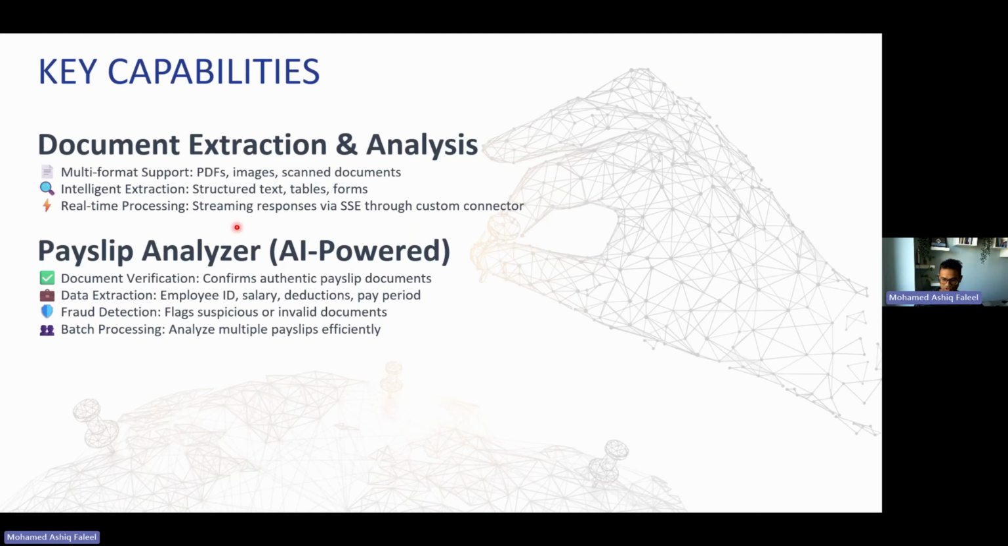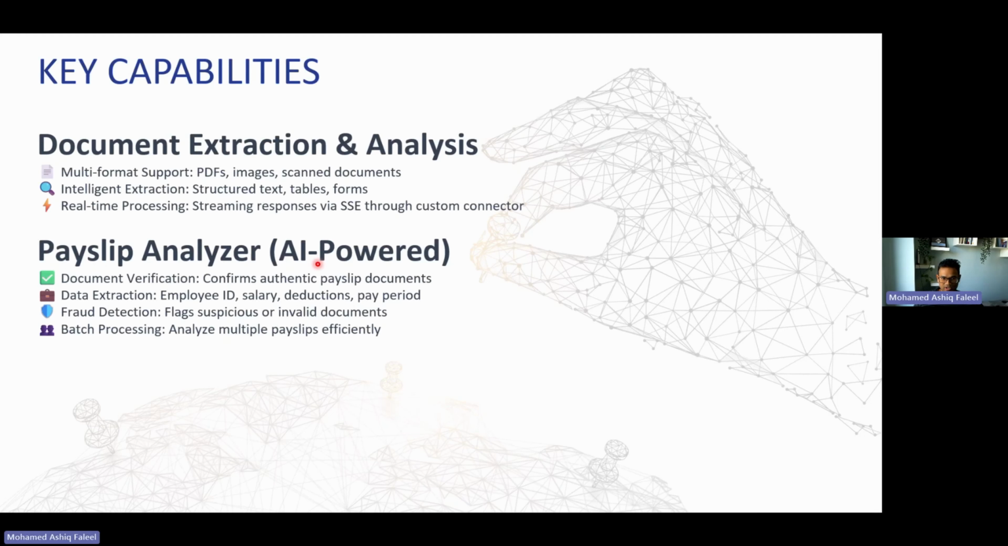When a user asks a question in the agent interface, it's going to connect to the Azure storage account where the payslips are stored. Then Azure Document Intelligence is going to extract the information from the payslip, so everything happens in real time.